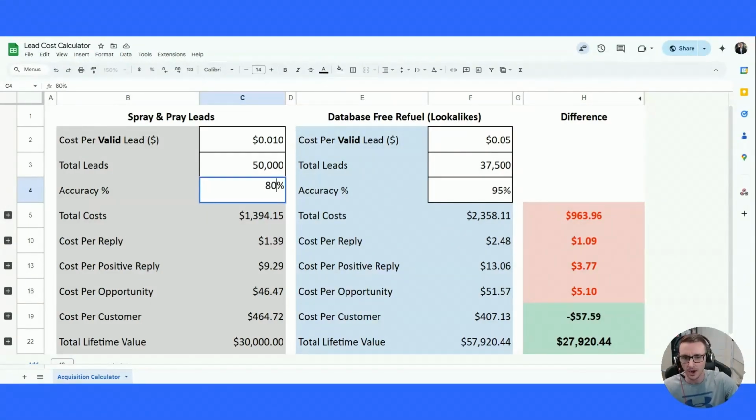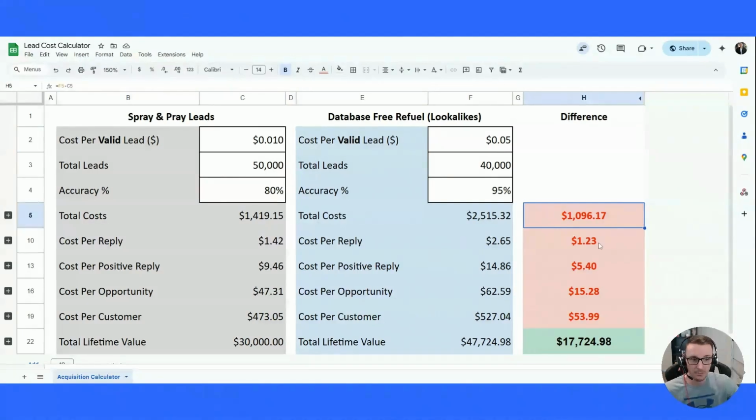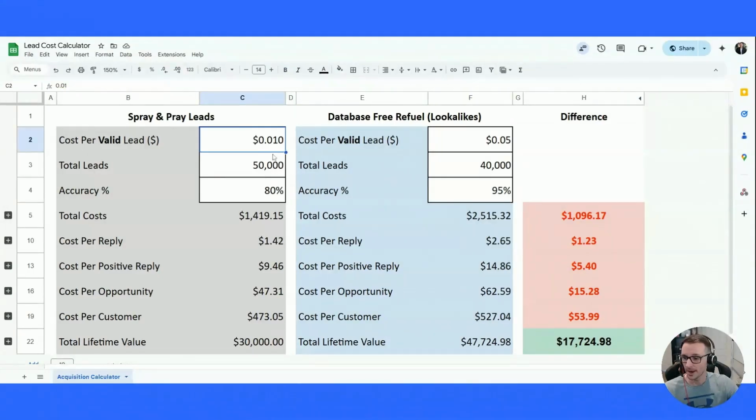But let's just say our accuracy goes up a little bit. Let's say it's 80%. And we're still at 1 cent per lead based on validation, based on the lead cost, based on everything. So we're still going to spend more money on leads, still going to cost us more for replies, more for positive replies, more for opportunities, even more for customers, but our lifetime value is actually still going to be higher. So how low can this go, right? How low can you get this before it doesn't make sense, right?